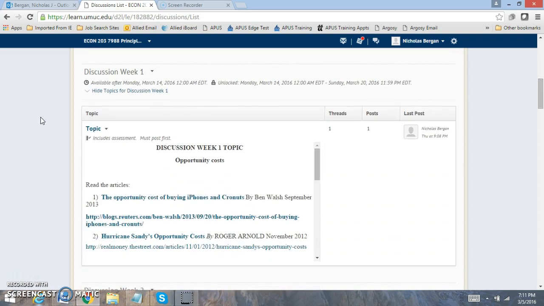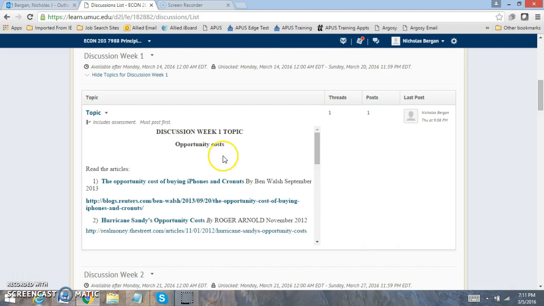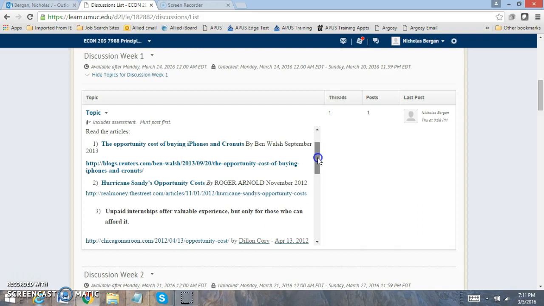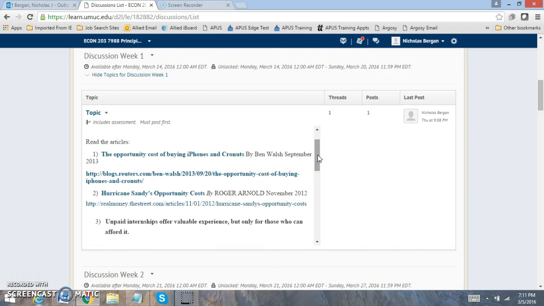Then you have discussion board number 1. For discussion board number 1, we're going to be focusing on the role of opportunity cost. Opportunity cost is focused on what you have to give up to get. Every decision that you take involves some type of opportunity cost. I have some different articles for you to look at with regard to opportunity costs: the opportunity cost of buying iPhones, and the opportunity cost with regard to Hurricane Sandy.